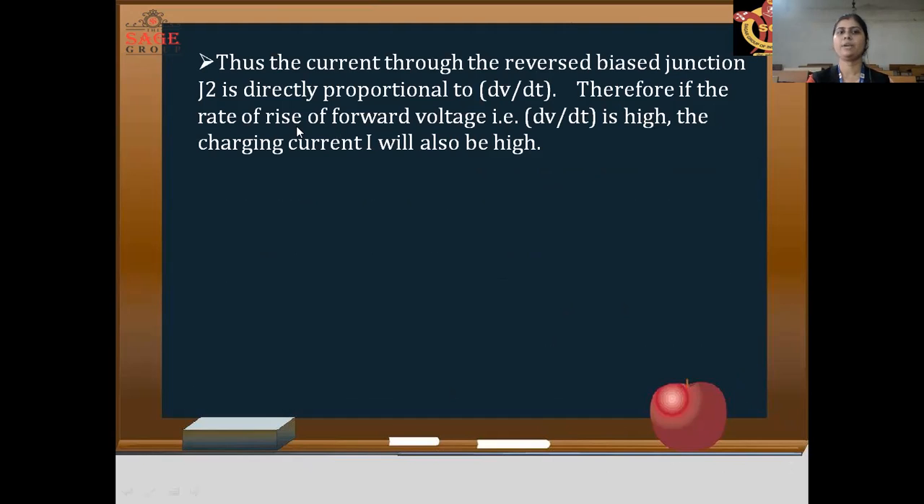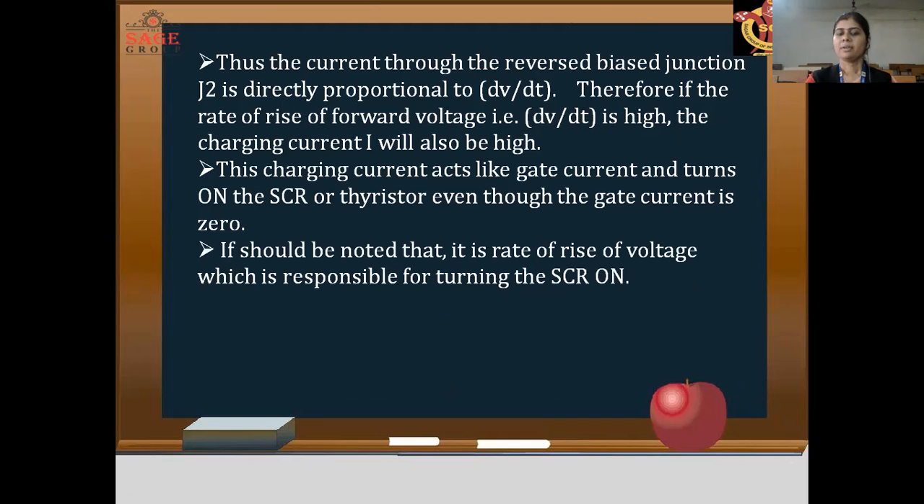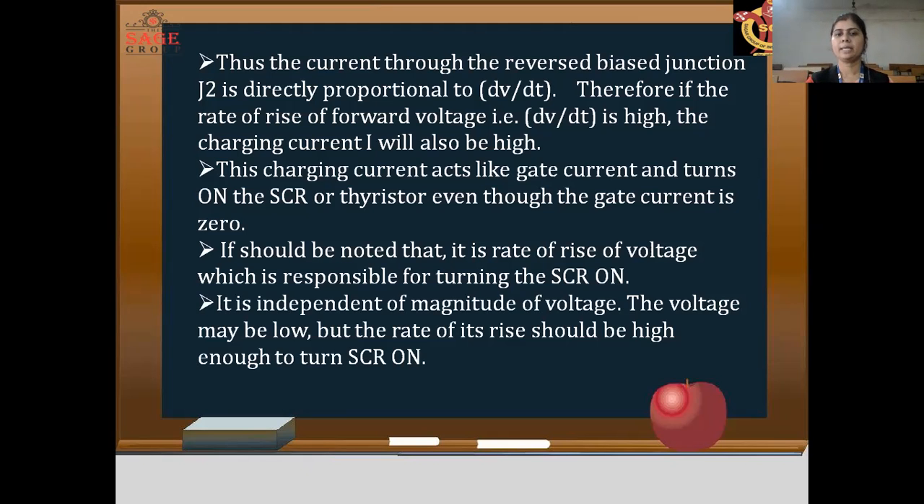Therefore, if the rate of rise of forward voltage, that is dV by dt, is high, the charging current I will also be high. This charging current acts like a gate current and turns on the SCR or thyristor even though the gate current is 0. It should be noted that it is the rate of rise of voltage which is responsible for turning the SCR on. It is independent of the magnitude of voltage. The voltage may be low, but the rate of its rise should be high enough to turn on the SCR.